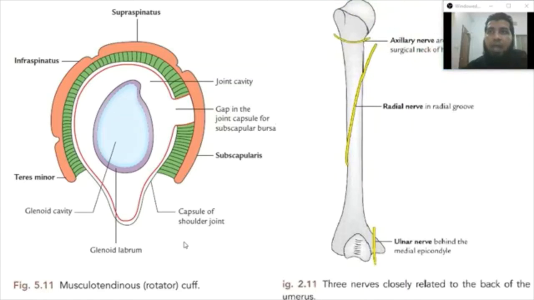So now I've already told about the nerves related to the humerus. The axillary nerve comes from the posterior cord of the brachial plexus. It is very important. The radial nerve also comes from the posterior cord of the brachial plexus, and the ulnar nerve comes from the medial cord of the brachial plexus.